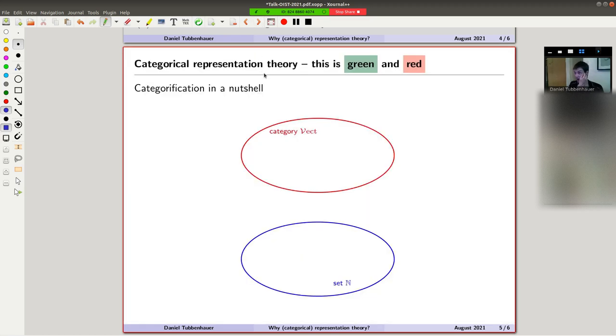Okay, so I have something like 5 minutes to go, and I would like to go a little bit into details of what this categorical representation theory is, higher representation theory, two representation theory, whatever you want to call it, there are various names. This is pretty new. I would expect that you never heard of it before.